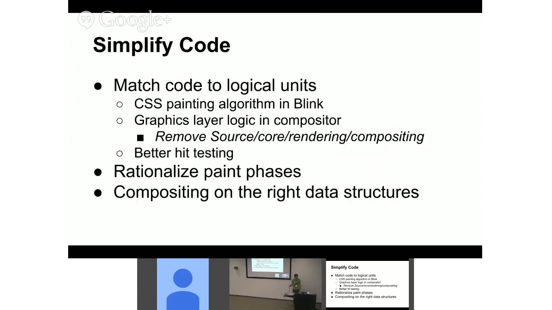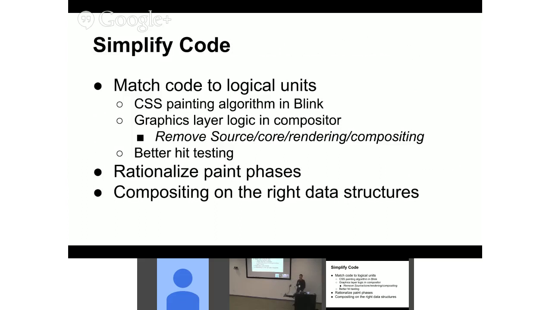All right, I'm going to hand it back to Steve at this point to talk about code simplification. Right, so the final goal of the project is to try and simplify code. And as I said, the most important aspect of this is to better match the code into the logical units, so that Blink will do the CSS painting algorithm, all the necessary phases as described by that algorithm.